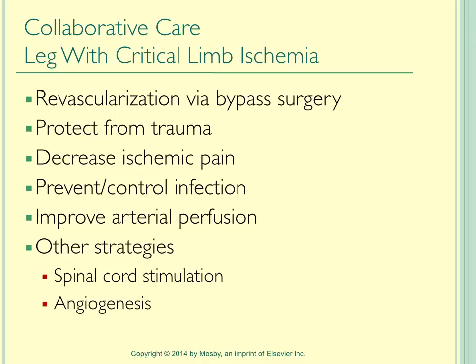If somebody has critical limb ischemia, how can we help? We will make sure that the leg is protected from ischemia. Protected from trauma. There is low ischemic pain, no infection, improved arterial perfusion, and then the other strategies are spinal cord stimulation and angiogenesis, which is cell therapy to stimulate blood vessel growth.